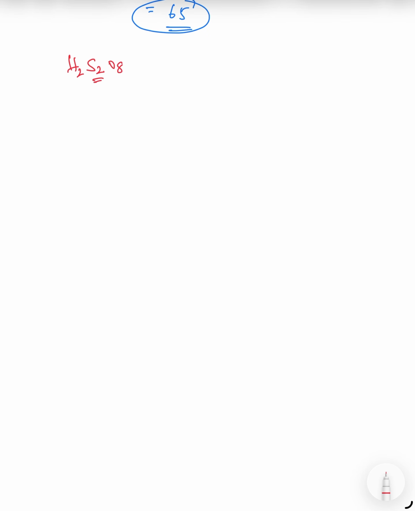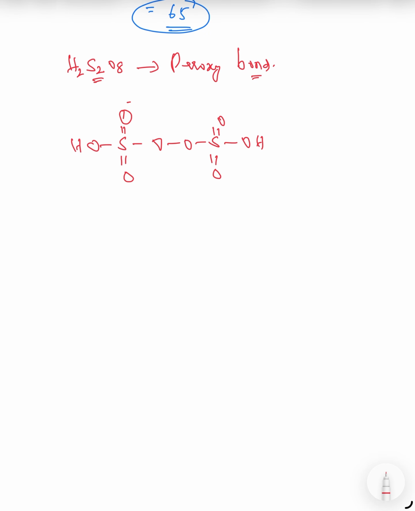Sulfur you have to find out, right? So here it has a peroxy bond. You know the structure also. Yes, double bond O, there is a peroxy bond, OH, OH. Here the oxidation state of this oxygen is -2, -2, -2. Here also -2. But here there is a peroxy bond, -1, -1.